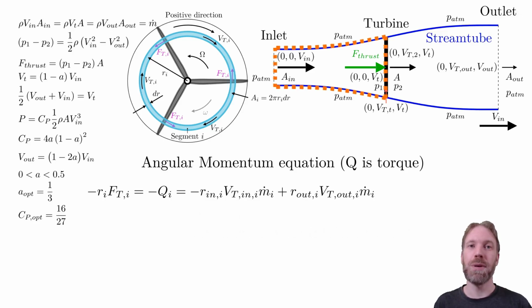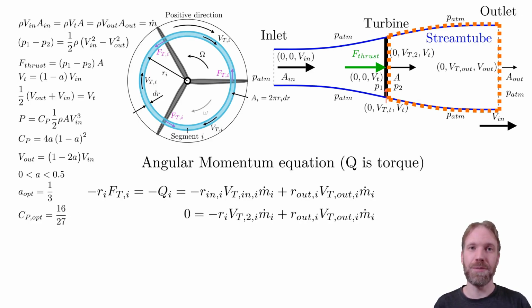Move the control volume to the other side of the turbine. The turbine is still outside the control volume, so the torque is still 0. The inlet now becomes the velocity directly after the turbine. We see that the angular momentum is equal after the turbine and at the outlet. We can cancel the mass flow.